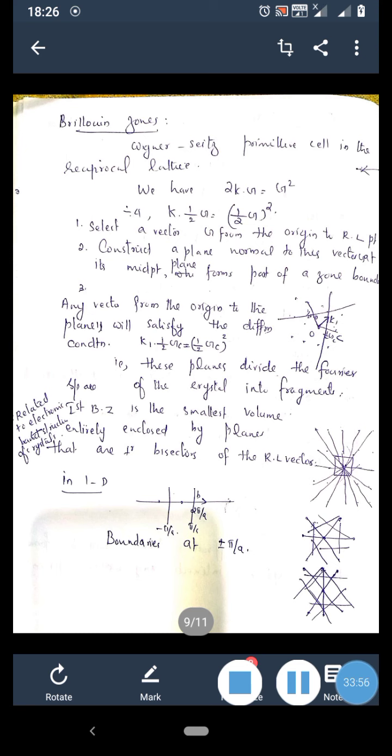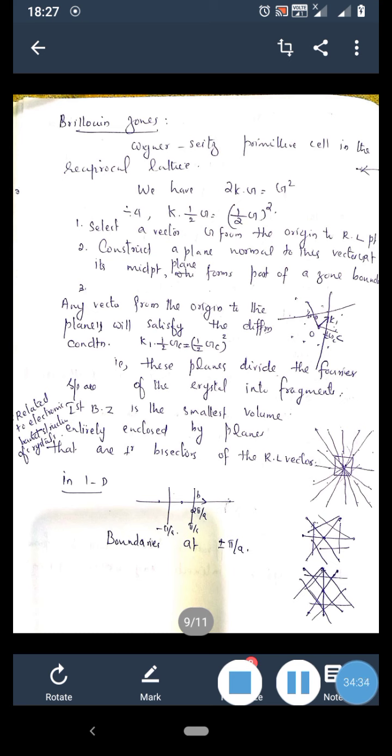In the case of the Wigner-Seitz construction, we have drawn vectors to nearby lattice points. Here we are drawing that vector with a particular length g, and at its midpoint the length will be half g. Then any vector from the origin to this plane will satisfy the diffraction condition: k1 dot half g will be equal to half g square. Then you can draw another g vector to the next reciprocal lattice point. All of this forms the boundary of the Brillouin zones.